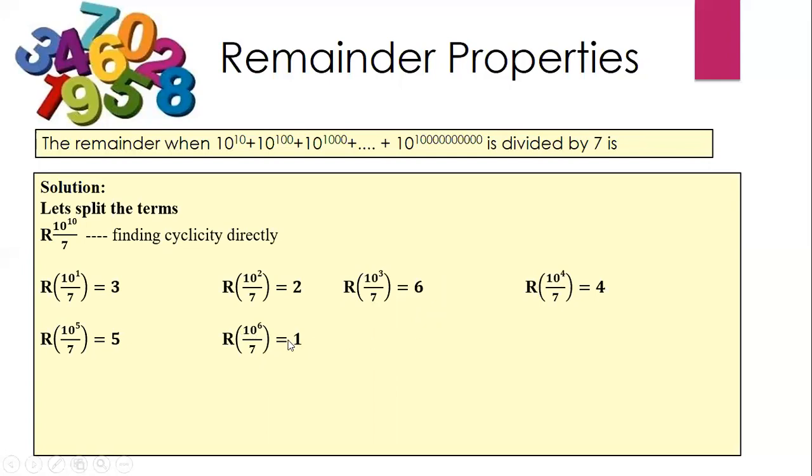Since there are 6 cycles, I need to divide the power by 6. So 10 when divided by 6, the remainder is 4. So the fourth value we need to take, which is 4.